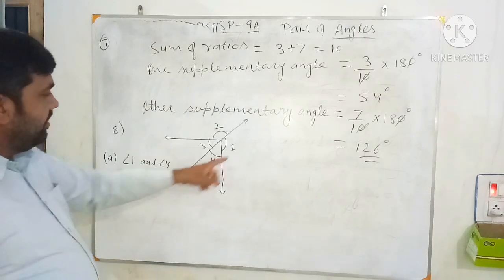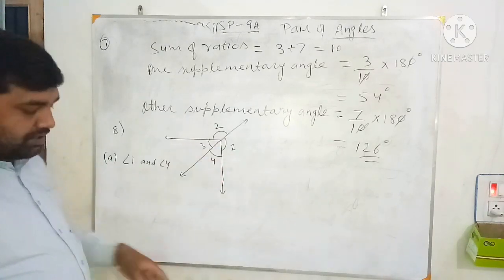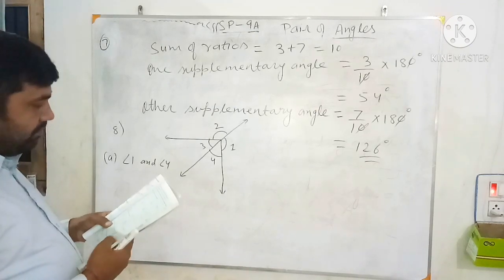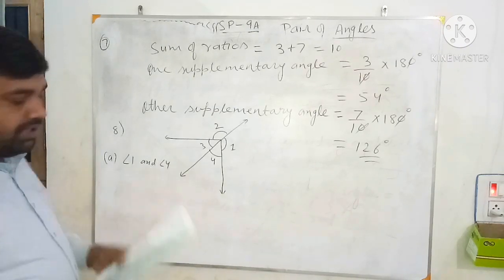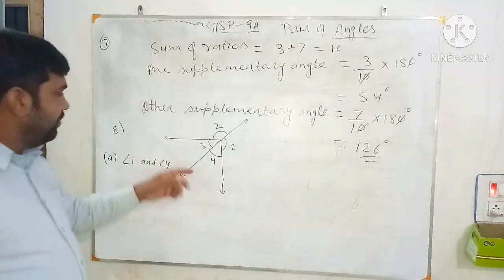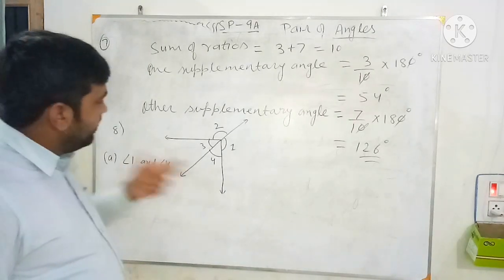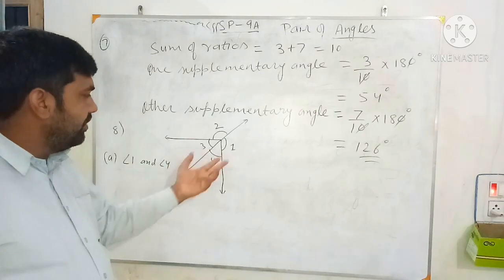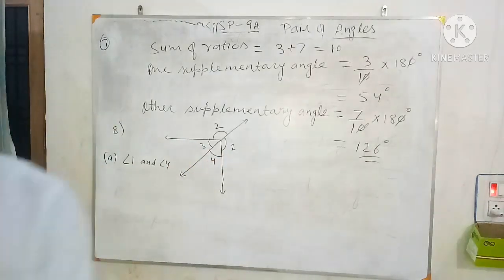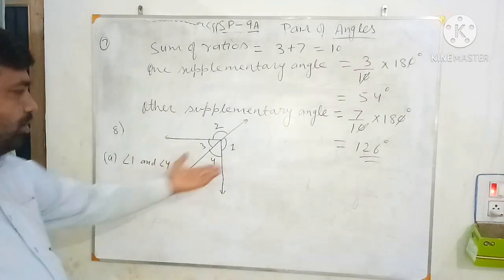So see angle 1 and 4. Yes, it is a linear pair because it is made on a straight line. So angle 1 and 4 are a linear pair, and also we can say angle 1 and 4 are adjacent. We can give both answers. Both answers are correct here. Adjacent and form a linear pair. Yes, both are correct.